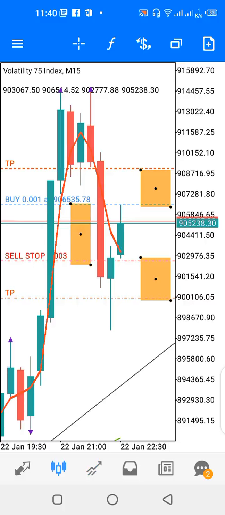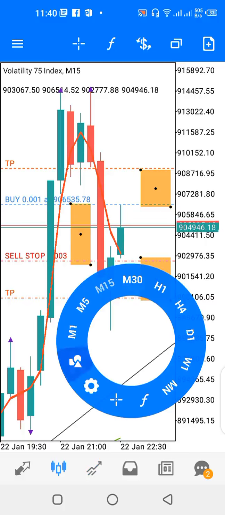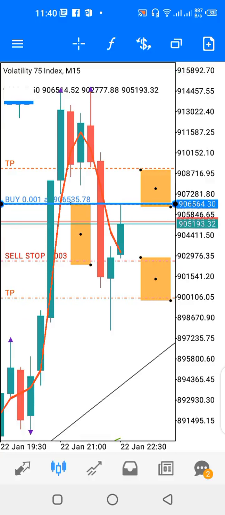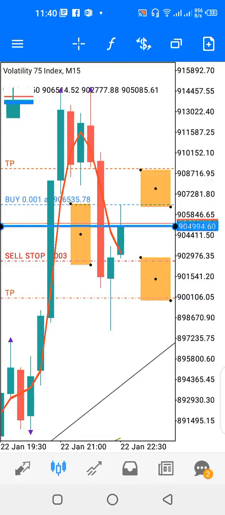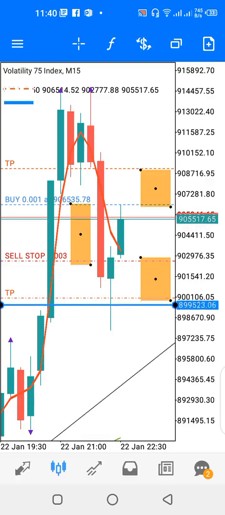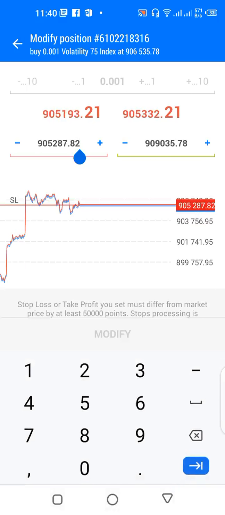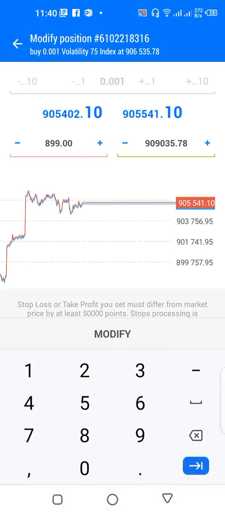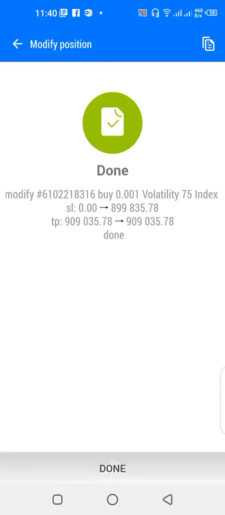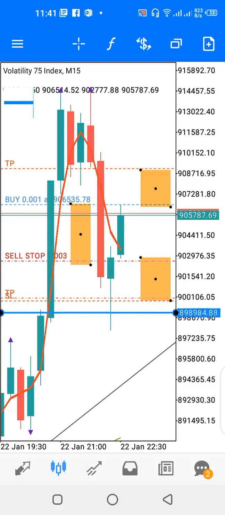All right. For the stop loss of my original trade, the stop loss for this buy trade will be around 200 points below the TP of my sell stop. From the calculation, that will be 835.78. So that's that. There's a stop loss around here.